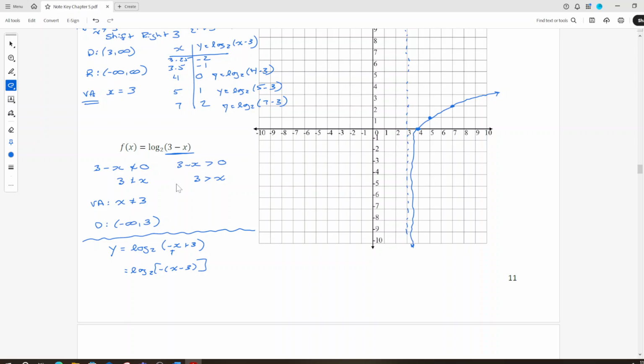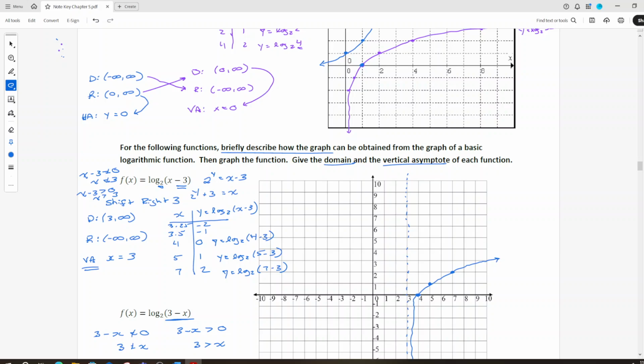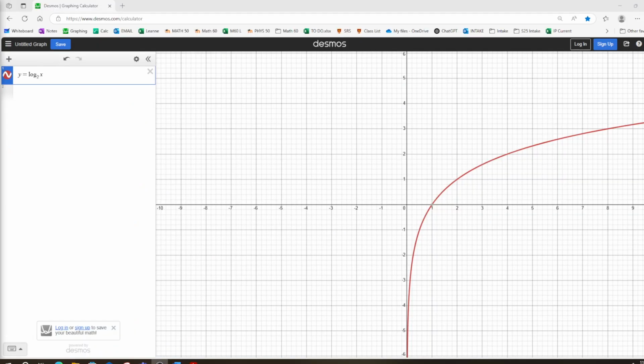So for me, I'm going to say that my transformations are, number one, a reflection in the x values over the y-axis. And then I'm going to say that it's moved right 3. So if you think about that, right, if we take this base graph, this purple graph, actually, let me just open Desmos, so that'll make things easier. Okay, so this is my y equals log base 2 of x.